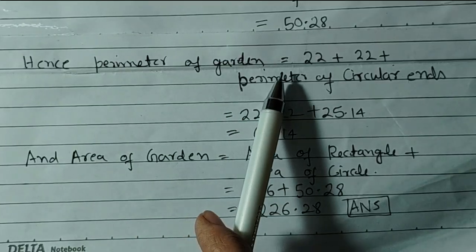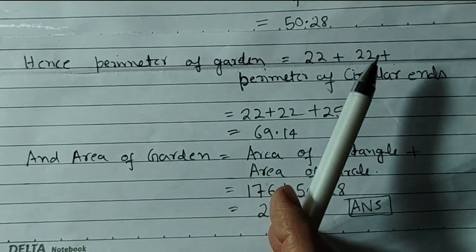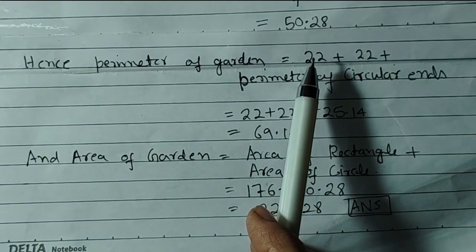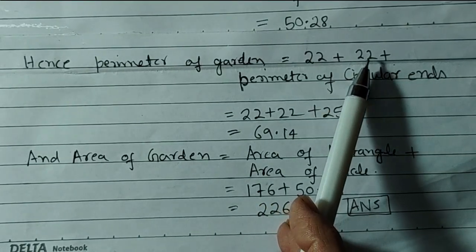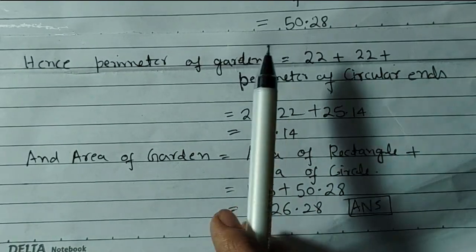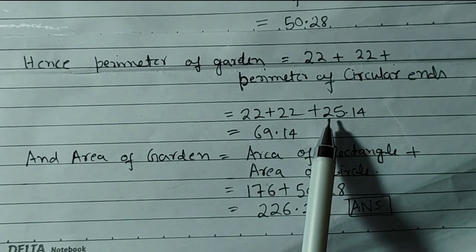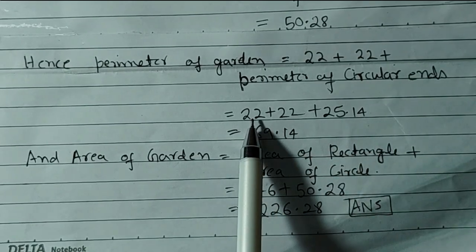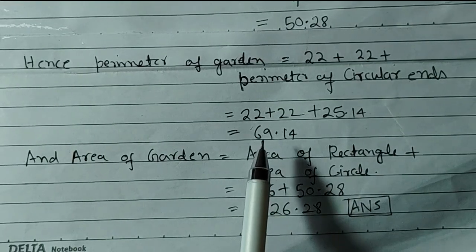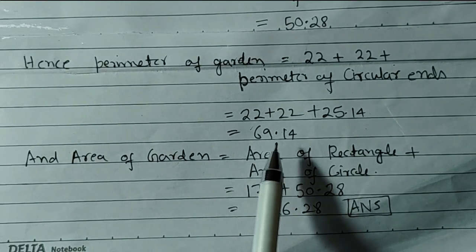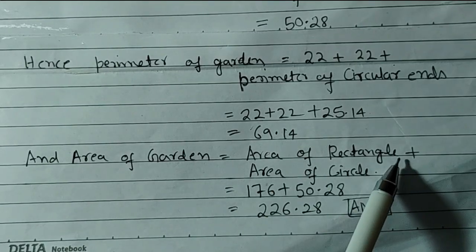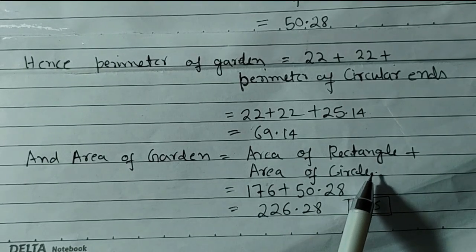Hence the perimeter of the garden will be equal to 22 plus 22 plus the perimeter of circular ends. Since the length of the rectangle is 22, plus 22 and the perimeter of two circular ends, which we have calculated, it is 25.14. 22 plus 22 plus 25.14 is equal to 69.14.